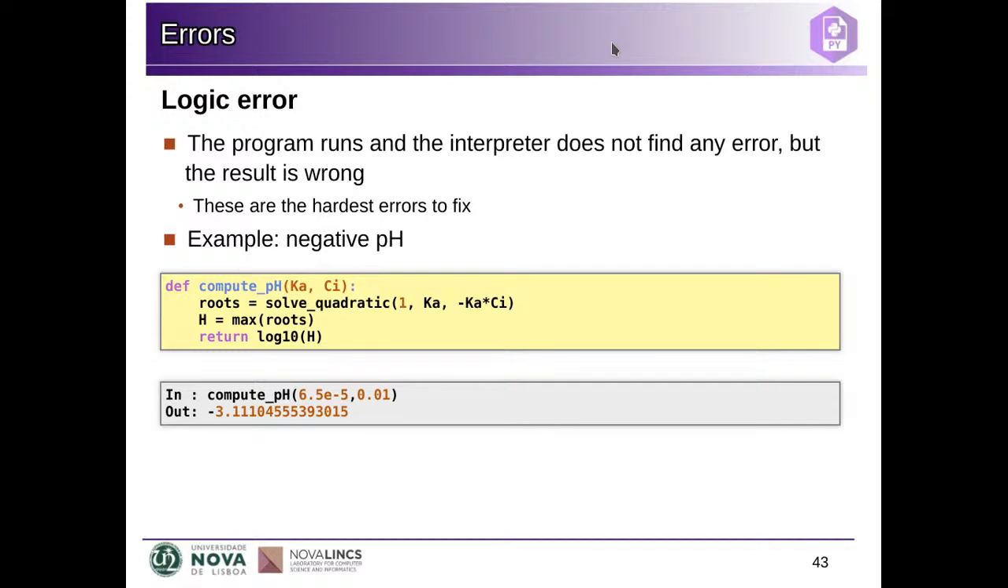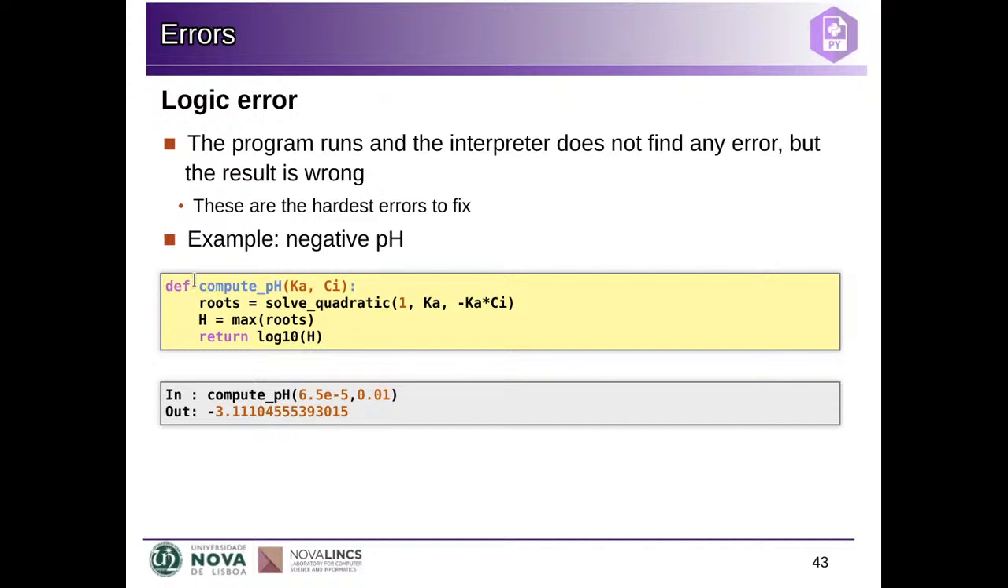A logical error is worse than the other two because a logical error occurs when the program runs. There are no errors. Python doesn't tell you anything is wrong, but the result is wrong. Because Python doesn't know what the result should be. It only does what you tell it to do. And if the result is wrong, you need to figure out what went wrong.